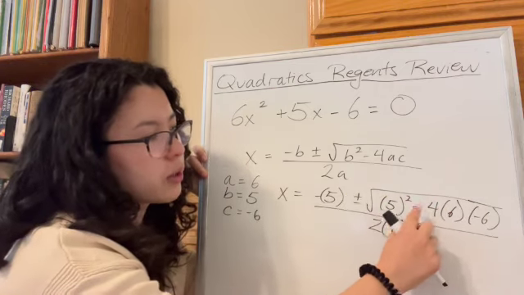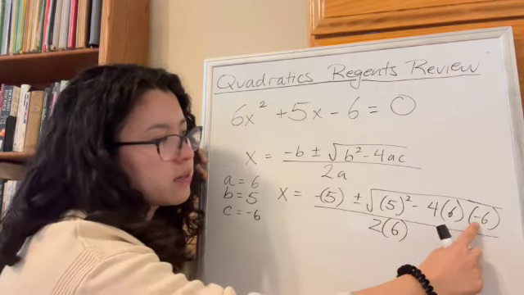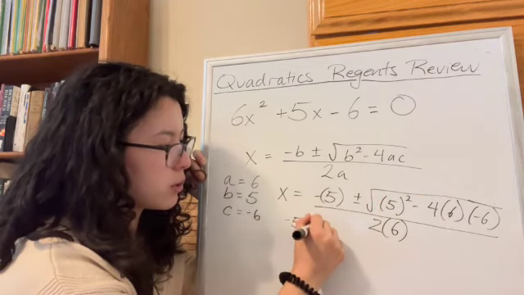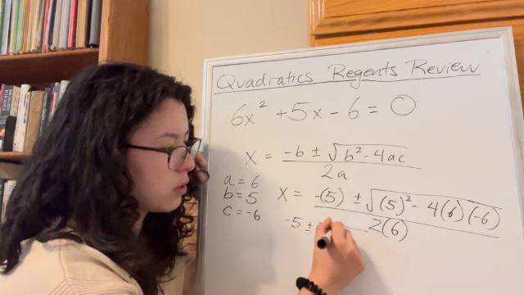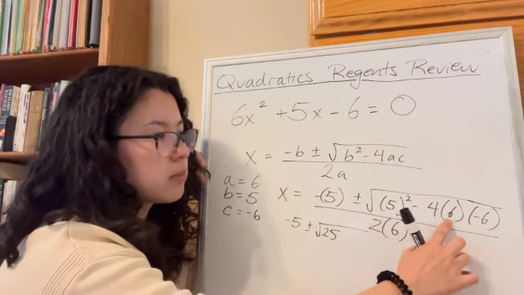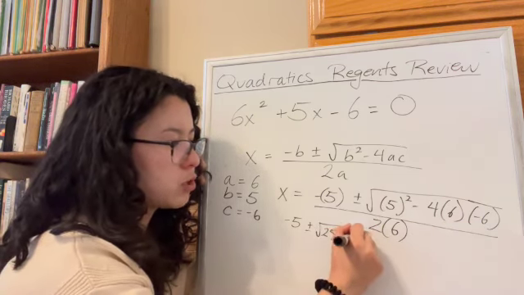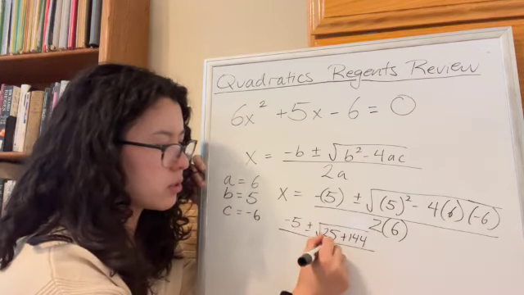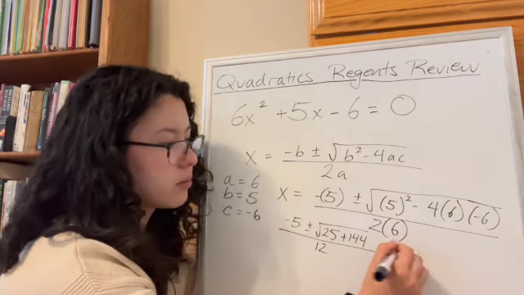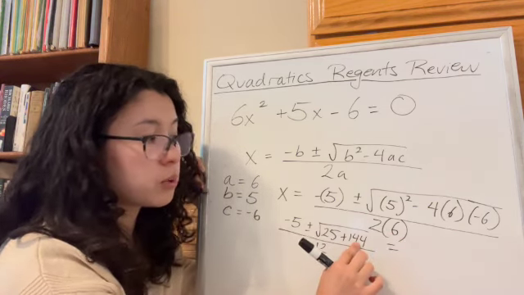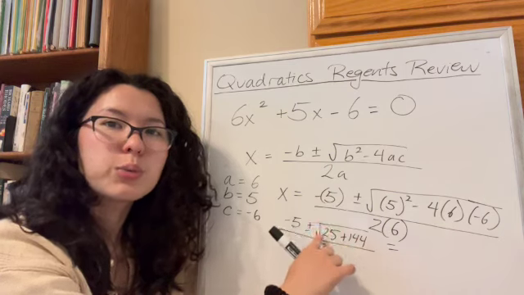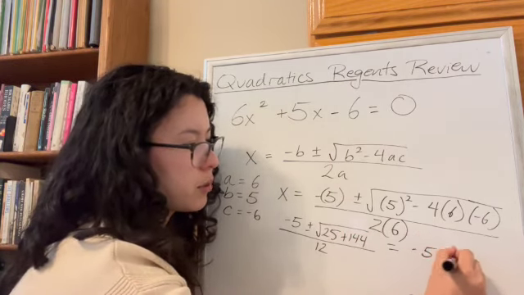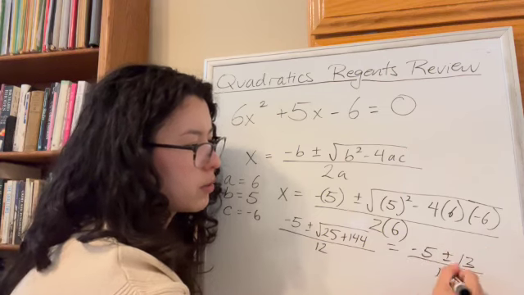So 5 squared minus 4 times 6 times negative 6. So I would do 5 squared, that's 25. So here, I'll just write negative 5 plus or minus the square root of 25. And then negative 4 times 6 times negative 6 ends up being 144. All over 2 times 6, 12. I end up getting 25 plus 144, which is 169. The square root of 169 is 13. So I end up with this, negative 5 plus or minus 13 over 12.